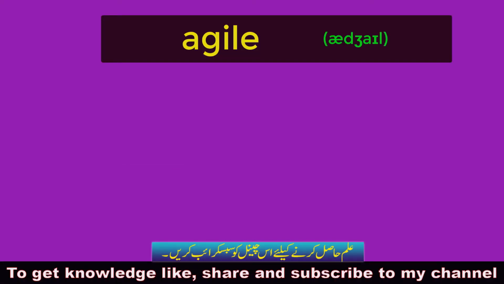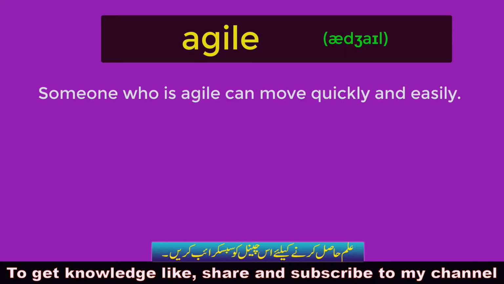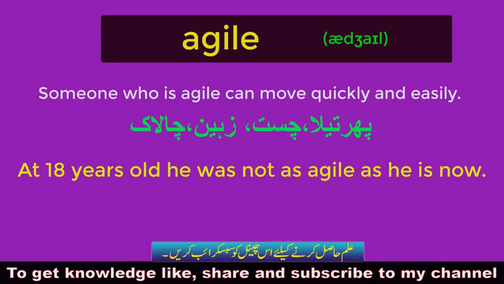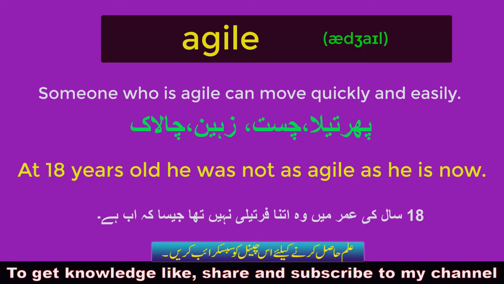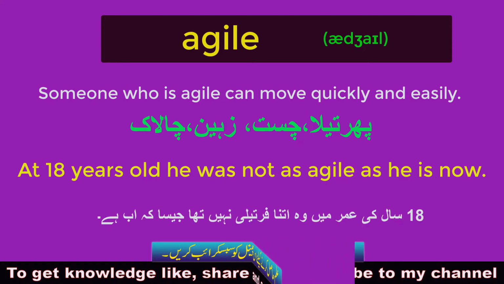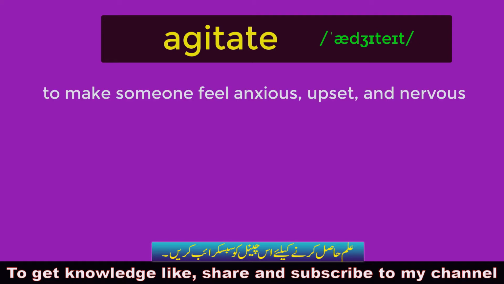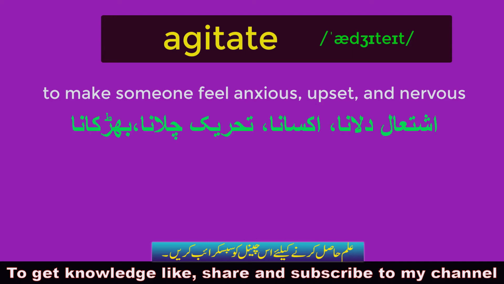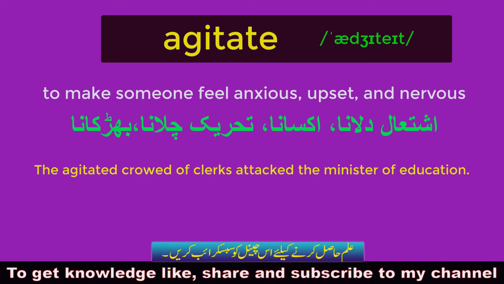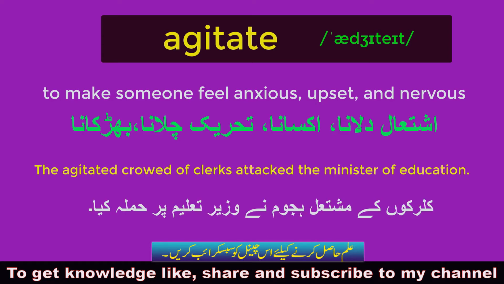Agile. Someone who is agile can move quickly and easily. At 18 years old he was not as agile as he is now. Agitate. To make someone feel anxious, upset, and nervous. The agitated crowd of clerks attacked the Minister of Education.